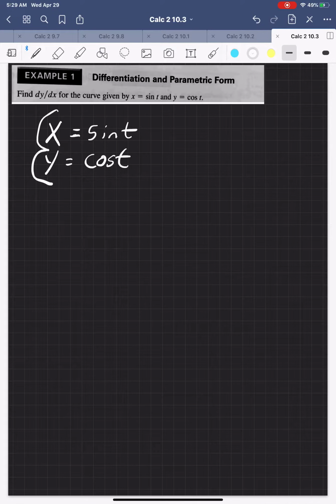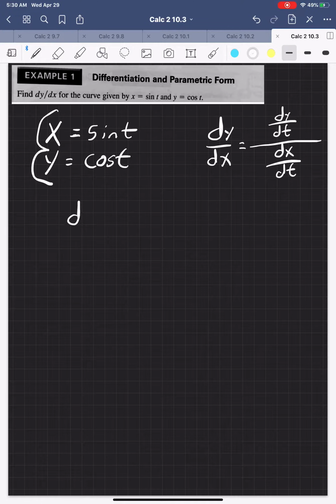Well, remember, and this is from the previous page, dy/dx is equal to dy/dt divided by dx/dt. Okay, so you know what we've got to do. We need our derivatives. So first things first, let's find dy/dt. Then after that, we'll find dx/dt, and then we'll set up a quotient.